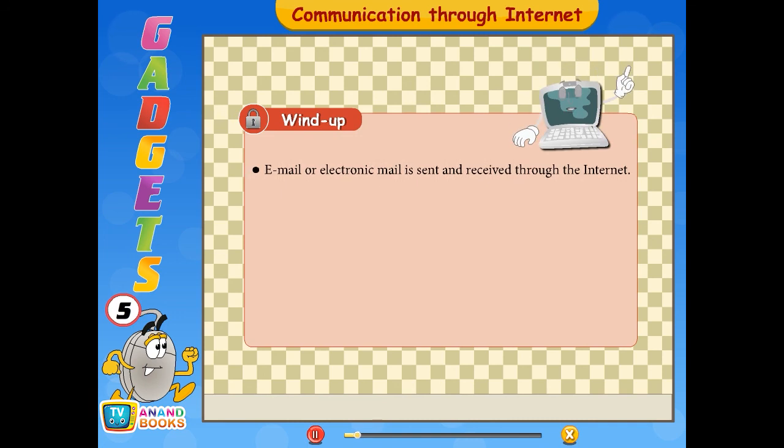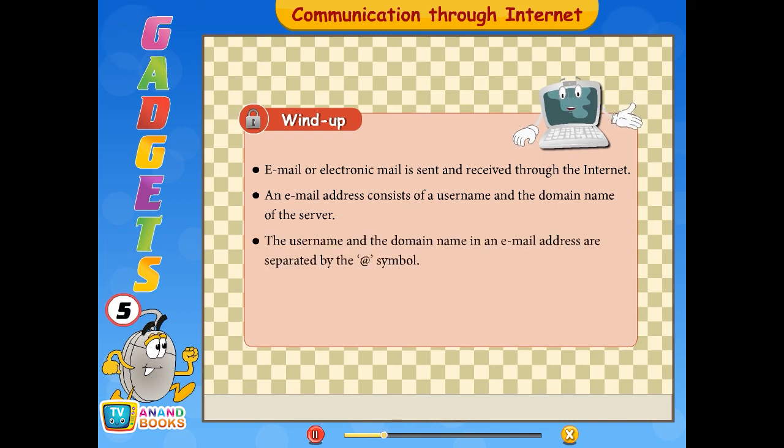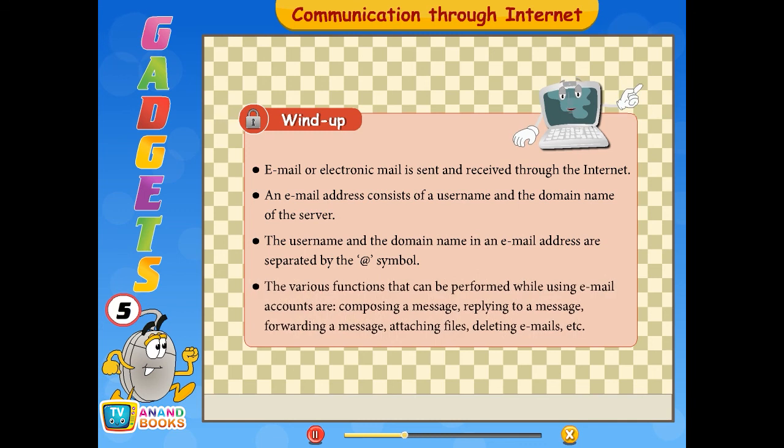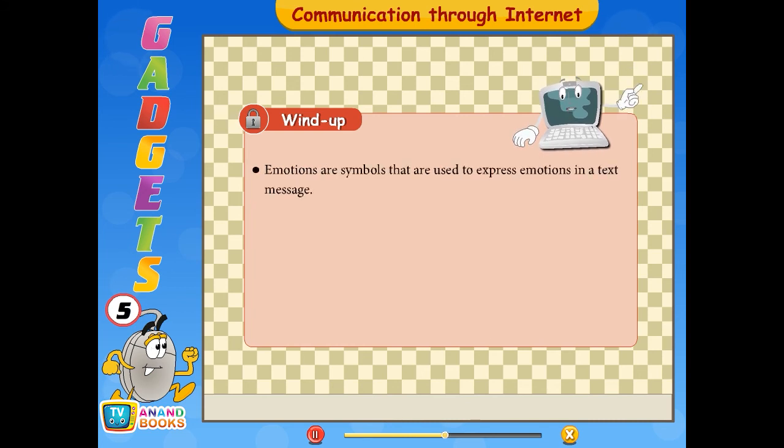Wind-up. Email or electronic mail is sent and received through the internet. An email address consists of a username and the domain name of the server. The username and the domain name in an email address are separated by the @ symbol. The various functions that can be performed while using email accounts are composing a message, replying to a message, forwarding a message, attaching files, deleting emails, etc. Emoticons are symbols that are used to express emotions in a text message.